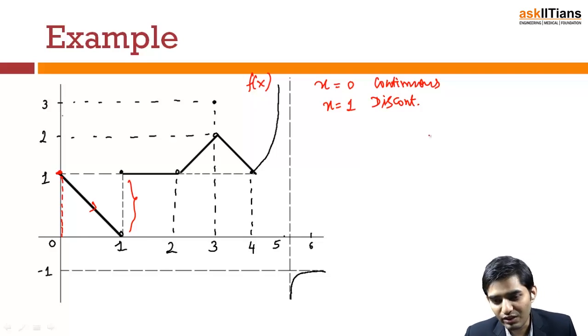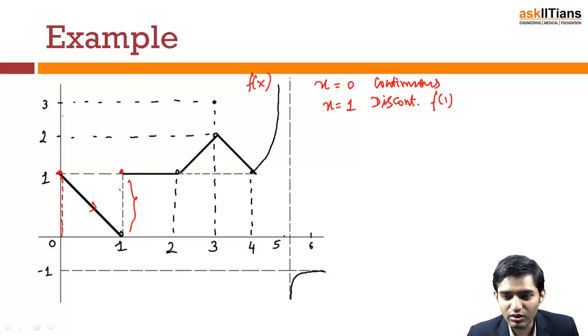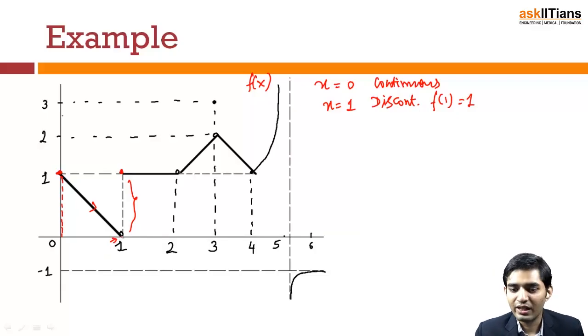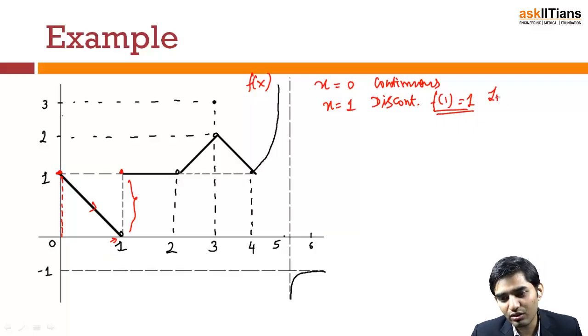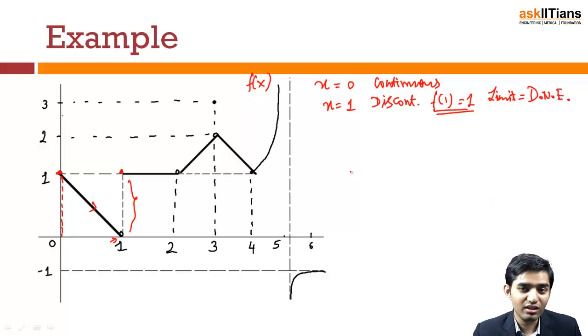What is f of 1? f of 1 is well defined, right? See here there is a dot, so f of 1 is 1, right? Here there is a circle, so f of 1 is not 0, f of 1 is 1. So f of 1 is very well defined, but in this case the limit does not exist. So the reason for discontinuity is: the function is defined but the limit does not exist, right?